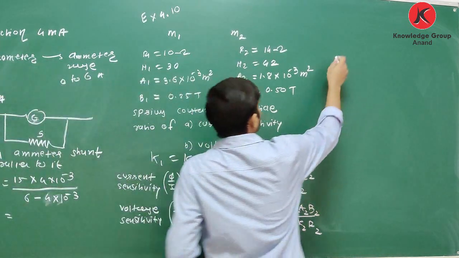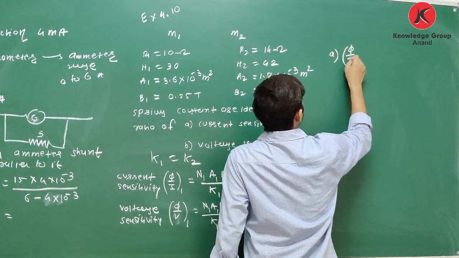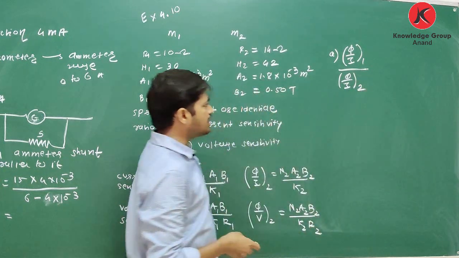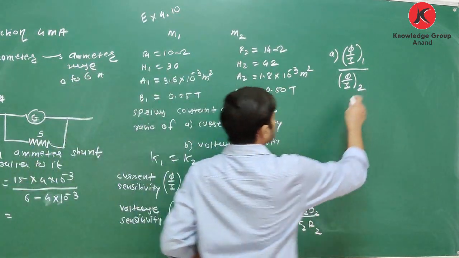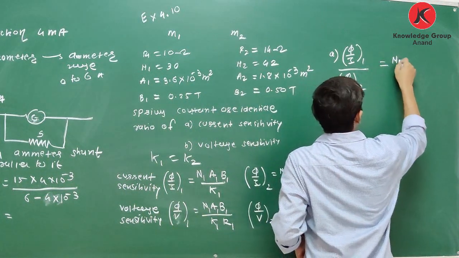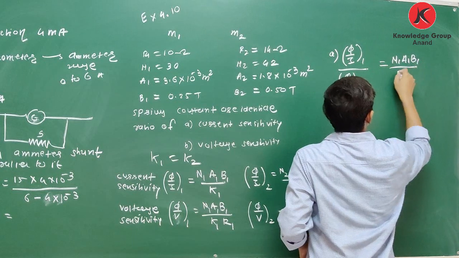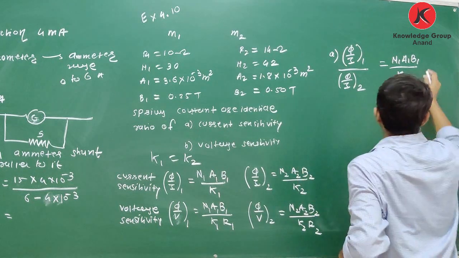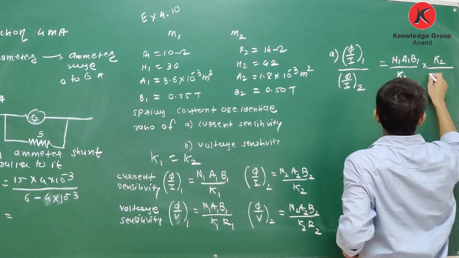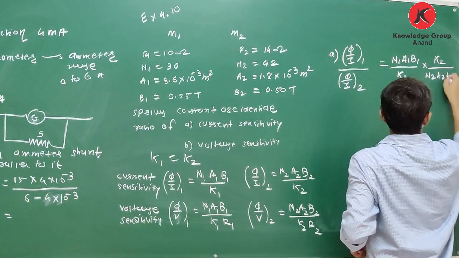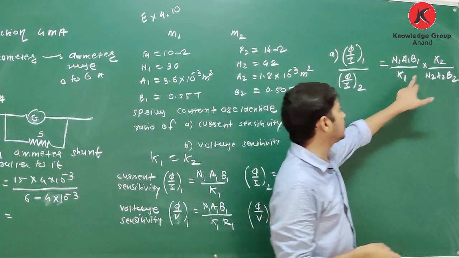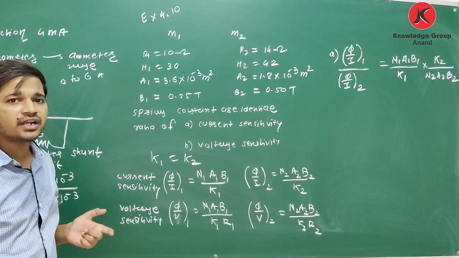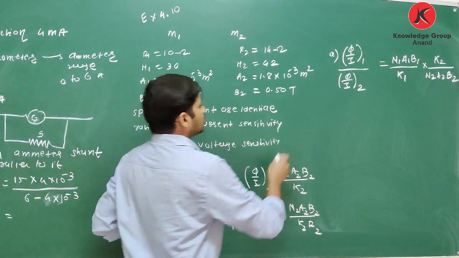Ratio means, for the first question A, phi upon I of 1 divided by phi upon I of 2. Take these two ratios. Then yes, you will get N1 A1 B1 upon K1. Phi upon I of 2 is in the denominator, so I can write this term like this: K2 divided by N2 A2 B2. Simple. Yes, K1 and K2 will be cancelled out. N1 A1 B1 you are given. You can easily find that ratio. Clear about this? Okay. So what is the second question?